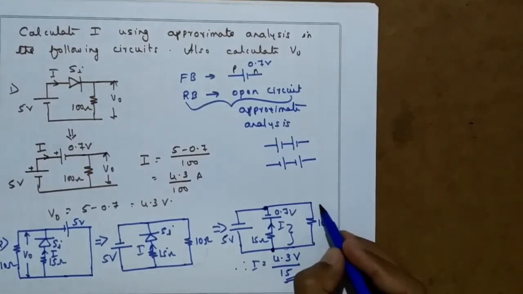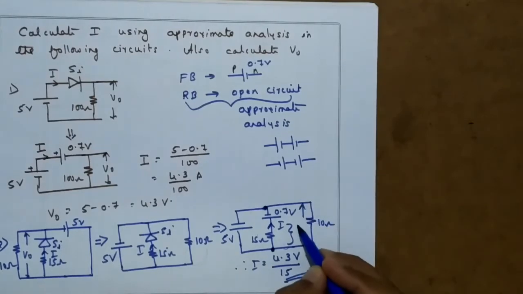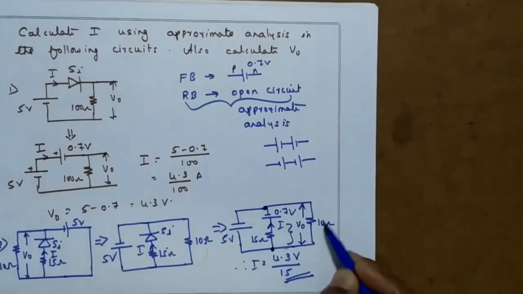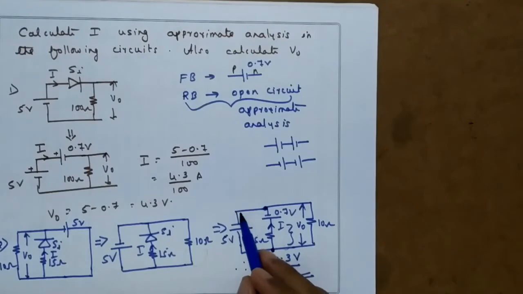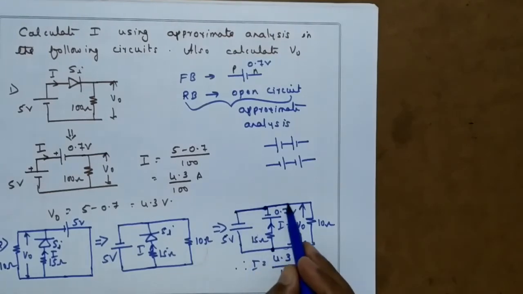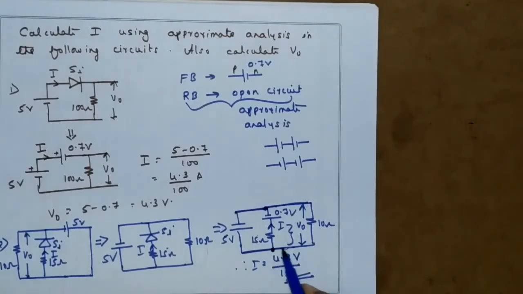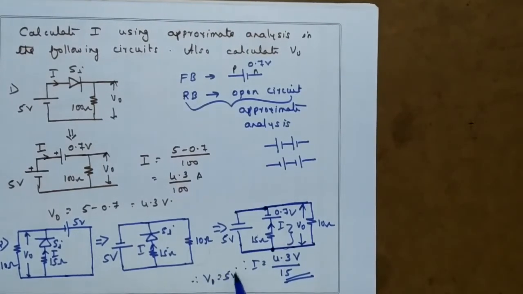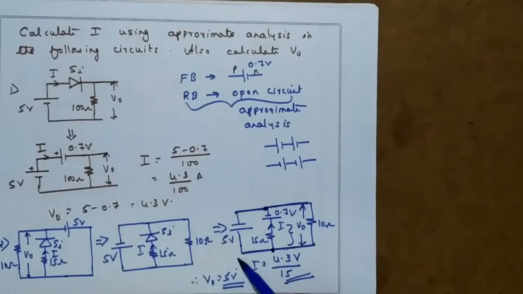Now what is V naught? V naught is this voltage across 10. Now see, this 5 volt is connected across 10 ohm. Therefore what is V naught? V naught is 5 volt. Simple, because this and this complete are in parallel. Therefore V naught is equal to 5 volt.